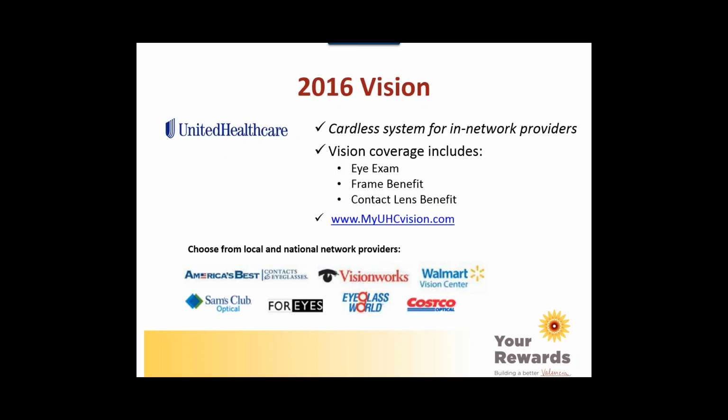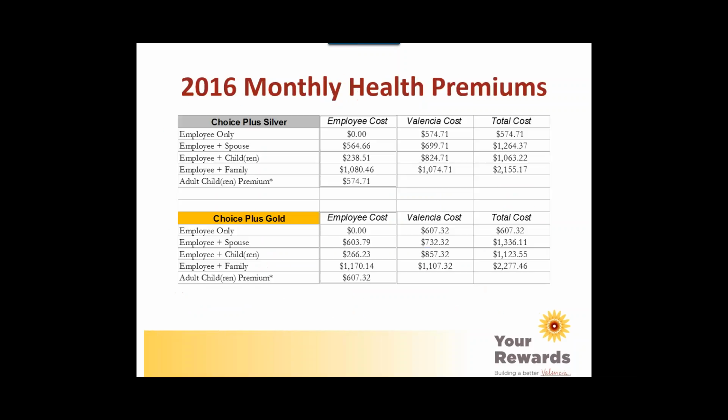And then also, when looking at the rate chart for premiums, the columns are all monthly columns, correct? That is correct. They are monthly costs. So also the Valencia cost is also a monthly cost, correct? That is correct. It's all monthly costs. As you can see at the top here, it is monthly health premiums.